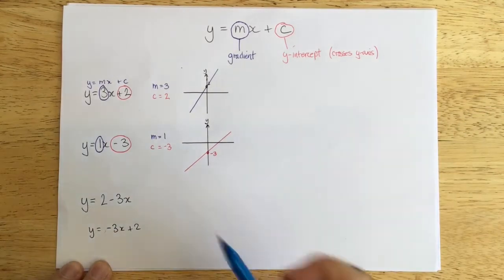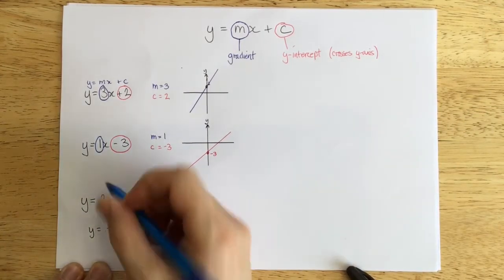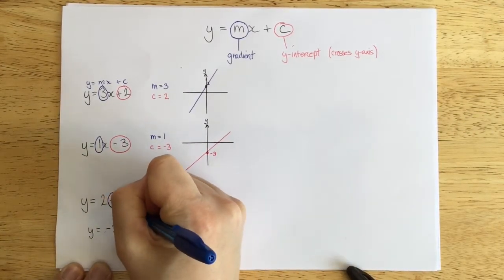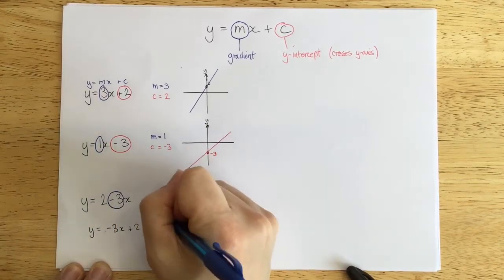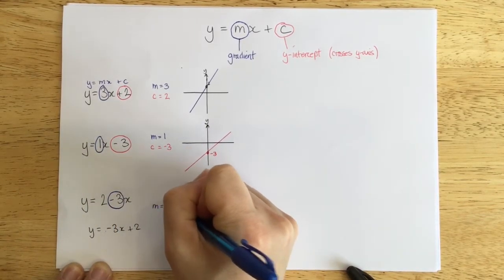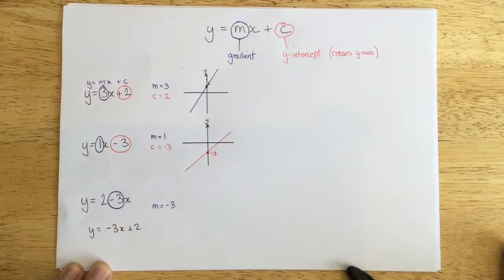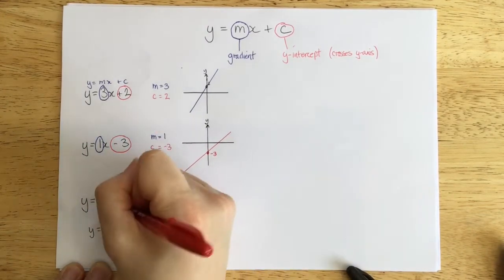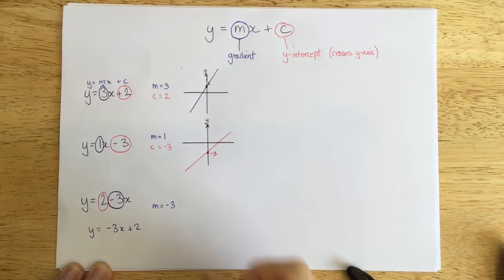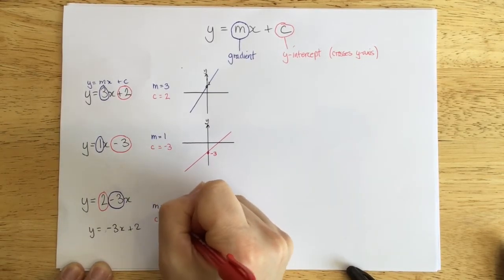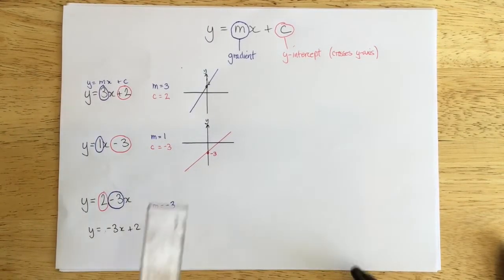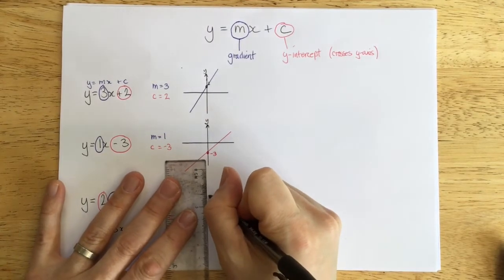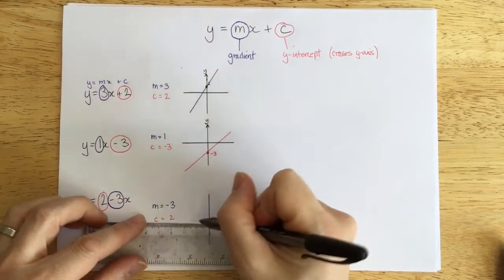But it's just as easy to say, well, how many x's are there here? Well, and just be careful again, there's not just 3 x's, there's minus 3 x's. So m, the gradient, is minus 3. The number on its own then is 2. It's positive 2, so c equals 2. And again, if we wanted a quick wee sketch, just to see, well, roughly what does that look like?